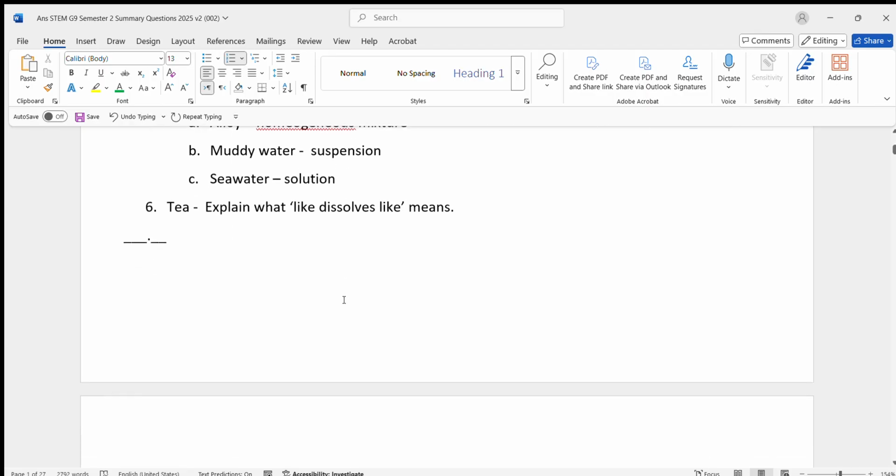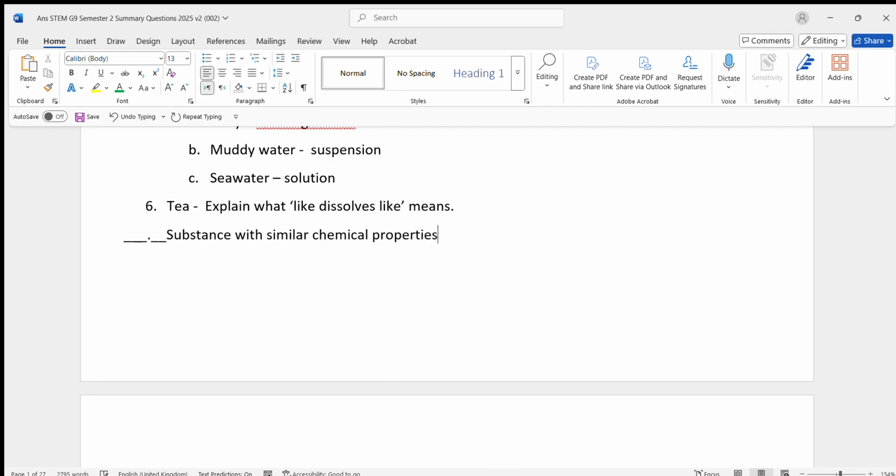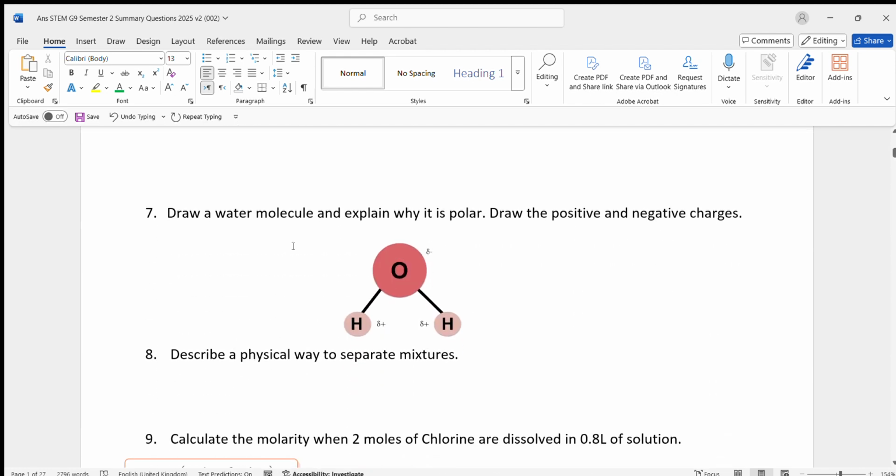Now when we talk about dissolve, what does dissolve mean? Dissolve means substances with similar chemical properties will dissolve in each other, such as polarity. The question comes to polarity later, but substances with similar chemical properties just dissolve in each other. That's called dissolving.